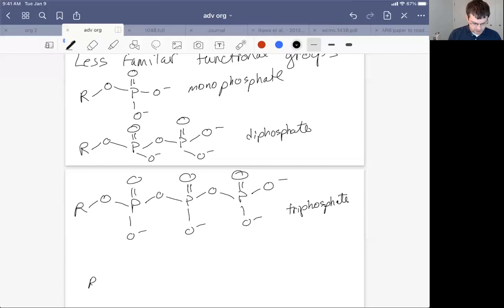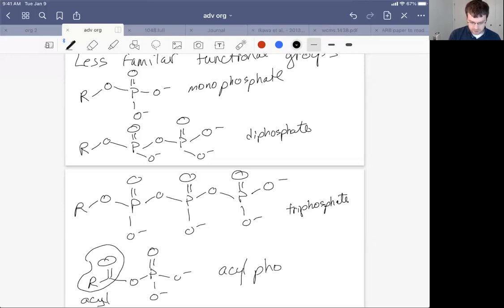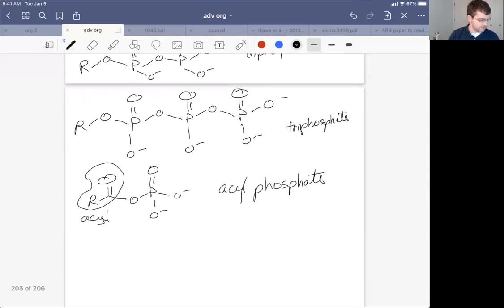Additionally, we're going to talk about a high energy intermediate called an acyl phosphate. So this has that monophosphate character to it, but we've got a carbonyl on one side of the oxygen. So here is our acyl group. That's our acyl group, and together this is an acyl phosphate. So it's an acyl phosphate, not a phosphonate. That would be lacking in oxygen. We don't have to worry about those right now.